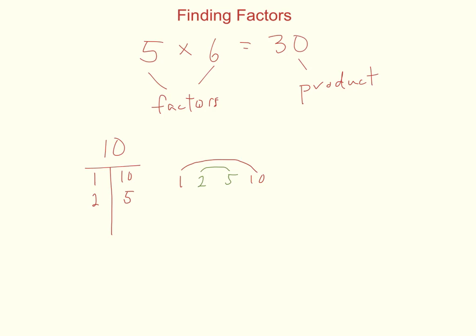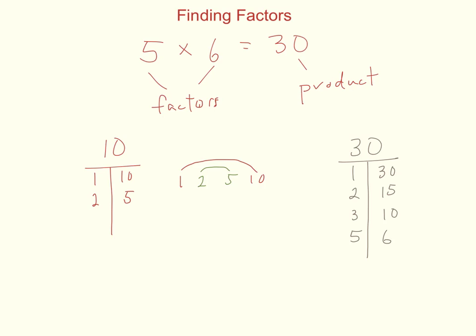Let's put a bigger number up here. Let's go with the number 30. Again, I'm just going to do a T this time. And I always start with 1. I know 1 works. 1 times 30 is 30. Then I go to the next number, 2. 2 times 15 is 30. 3 times 10 is 30. 4 doesn't work. 5 does work. 5 times 6 is 30. 30 has 1, 2, 3, 4, 5, 6, 7, 8 factors.